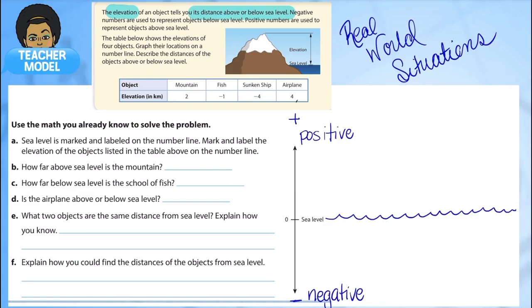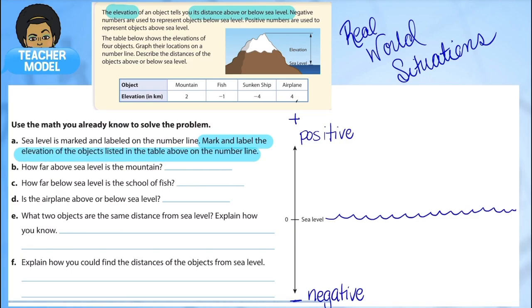Now, the table over here shows the elevation of 4 objects. Here they are: mountain, fish, a sunken ship, and an airplane. We're going to graph their locations on our number line, and then we're going to describe the distances of the objects above or below sea level. So let's start by reading through the first one. Sea level is marked and labeled on the number line. Mark, here's our first direction, and label the elevation of the objects listed on the table.